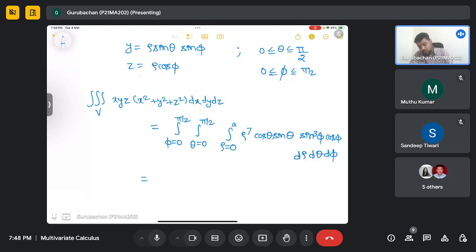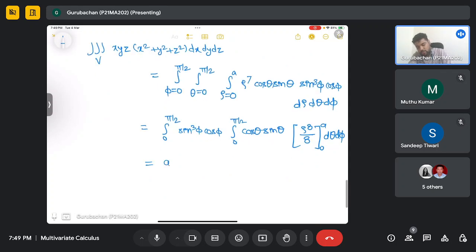But our first term gives 0 to pi by 2, sine cube phi cos phi, 0 to pi by 2 cos theta sine theta, and from here rho to the power 8 divided by 8, 0 to a, d theta d phi. So this will give us a to the power 8 by 32. A little error, it would be 64.